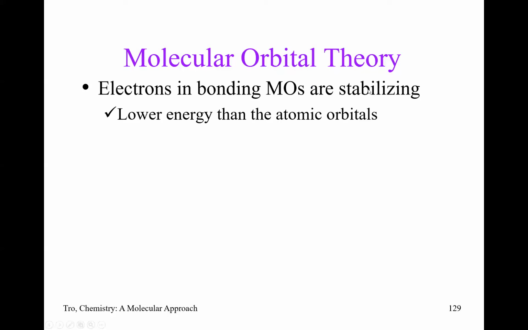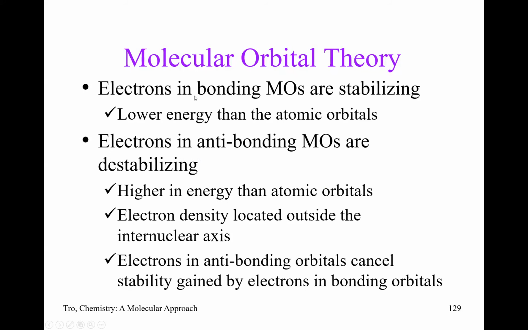Electrons in MOs that are stabilizing, that's the constructive, that's lower in energy. So if one is constructive, the other must be destructive or destabilizing. So that means those orbitals would be represented as higher in energy. And again, they're outside the nucleus axis, because that's not favorable. Electrons in antibonding orbitals cancel the stability given by electrons in the bonding orbitals. And that really won't make sense till you see the picture.